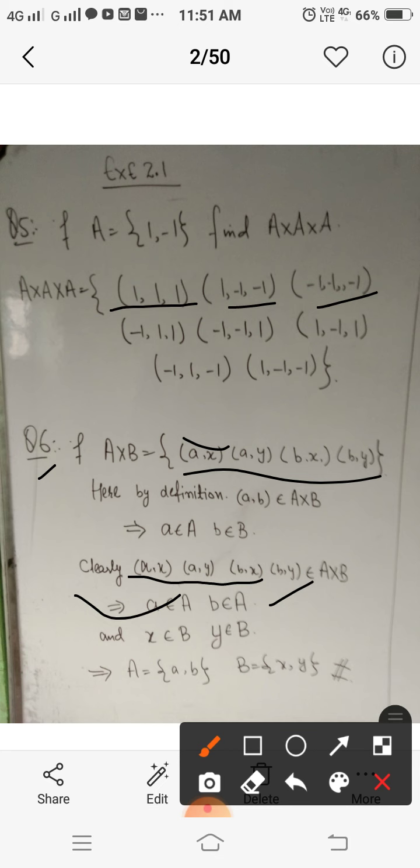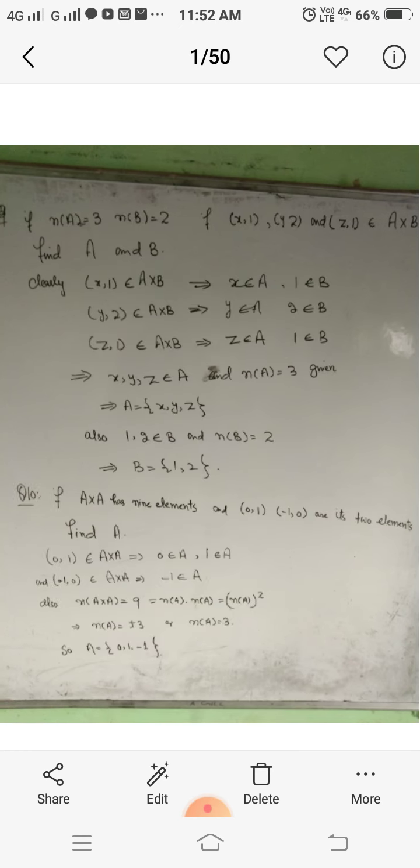The second elements are x and y, which implies that x belongs to B and y belongs to B. So A equals the set {a, b} and B equals {x, y}, because A cross B has four elements. n(A cross B) is n(A) into n(B), which implies that n(A) is 2 and n(B) is 2. Hence, A equals {a, b} and B equals {x, y}.